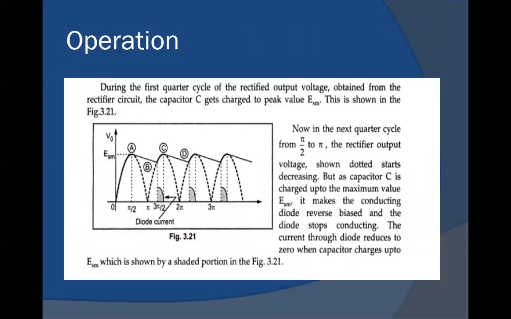So during the first quarter cycle of the rectified output voltage obtained from the rectifier circuit, the capacitor C gets charged to peak value ESM, which is shown in the figure. Now in the next quarter cycle, from pi by 2 to pi, the rectifier output voltage, shown dotted, starts decreasing, but as capacitor C is charged up to the maximum value ESM, it makes the conducting diode reverse biased and the diode stops conducting. The current through the diode reduces to 0 when the capacitor charges up to ESM, which is shown by a shaded portion.